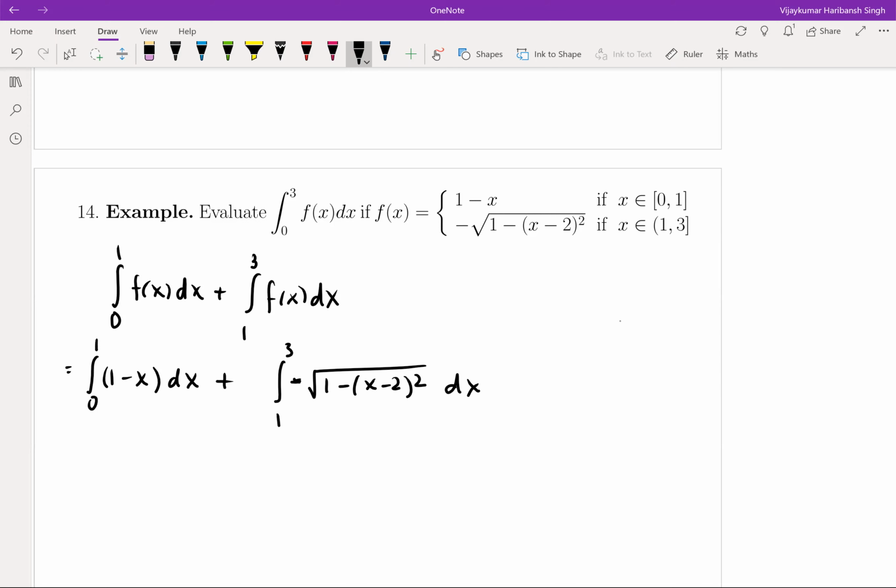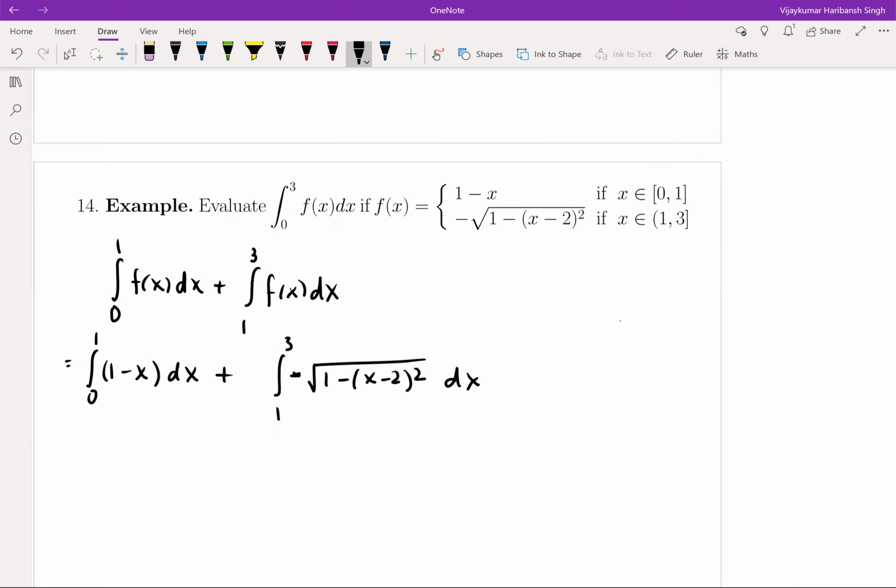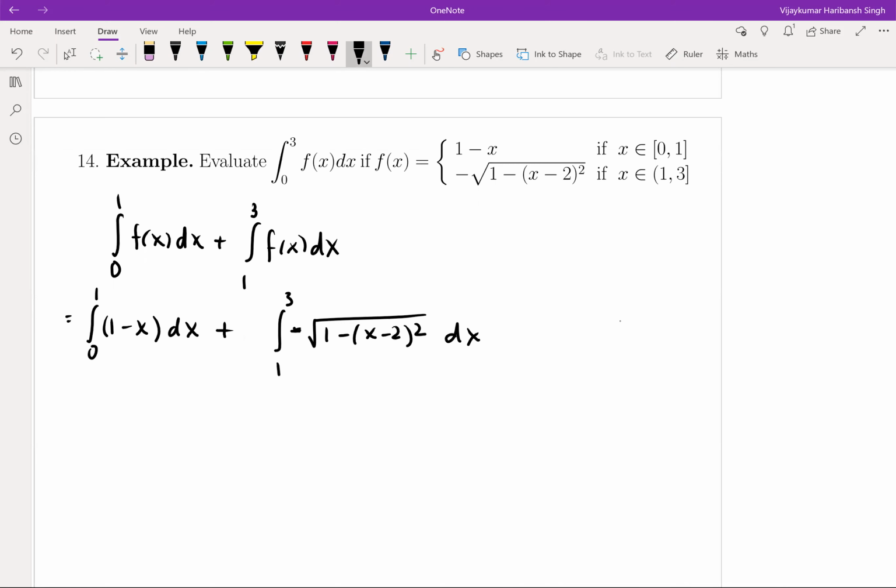Now we can approach this again by looking at the area. The first part is 1 minus x. If you look at the graph, it looks like that. At 0, the value is 1. At 1, the value is 0. So it is this area.